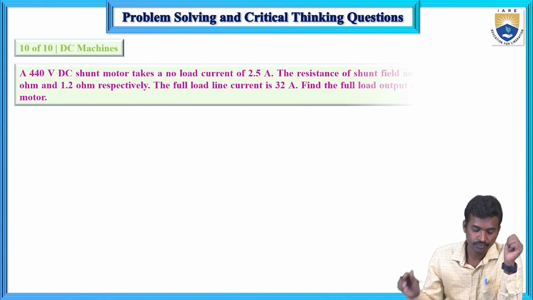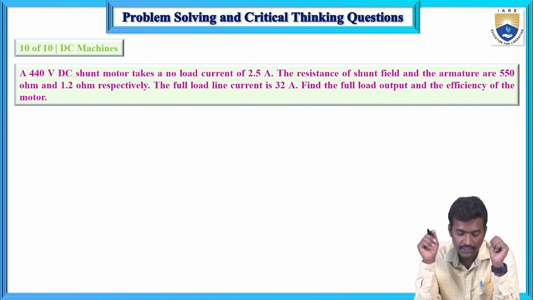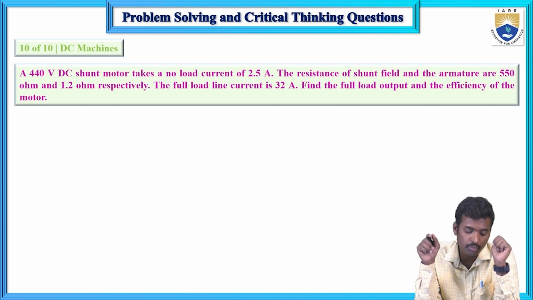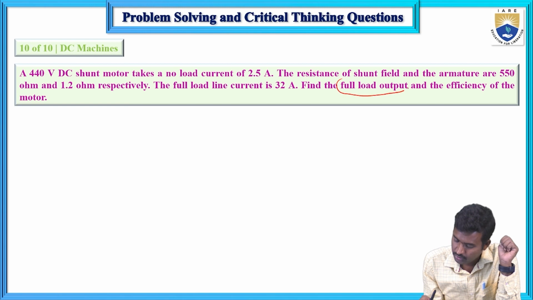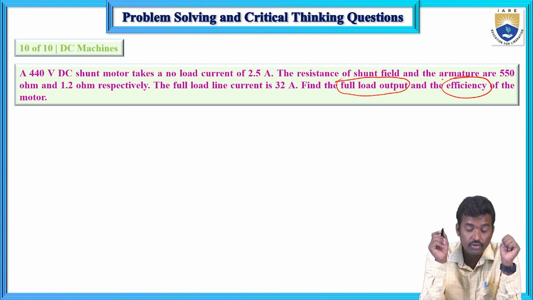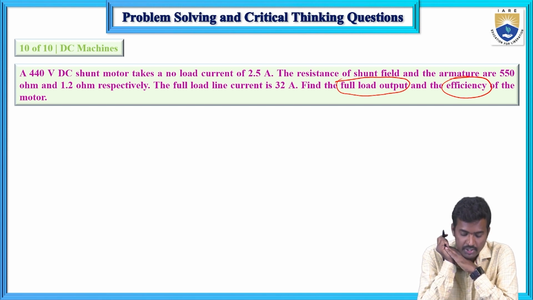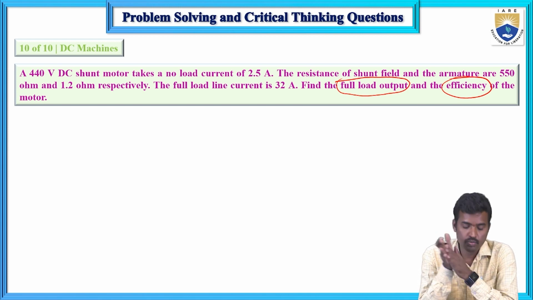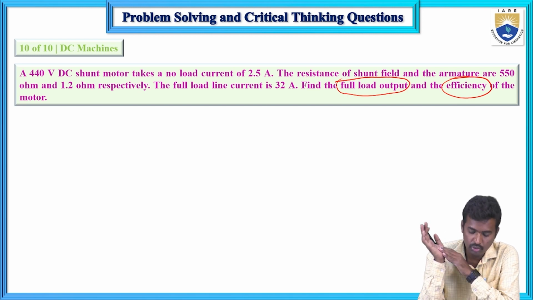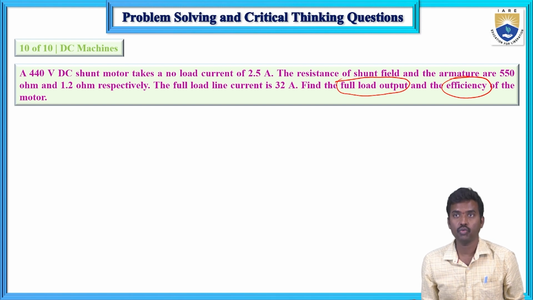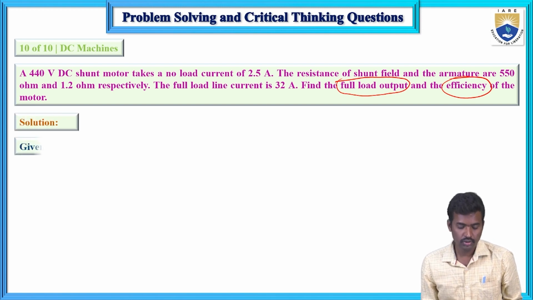Now the last problem. This is important. A 440 volts DC shunt motor takes a no load current of 2.5 amps, and the resistances of shunt field and the armature are 550 ohms and 1.2 ohms respectively. Now the full load line current is 32 amps. Find the full load output and efficiency of the motor. This problem is based on Swinburne's test. If you conduct Swinburne's test on a DC shunt motor, the no load current is 2.5 and full load current 32 amps. Solution to this.